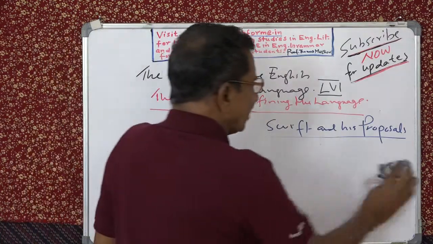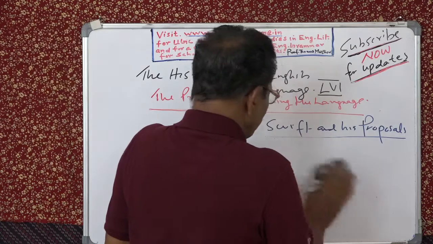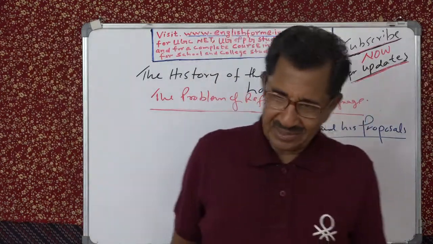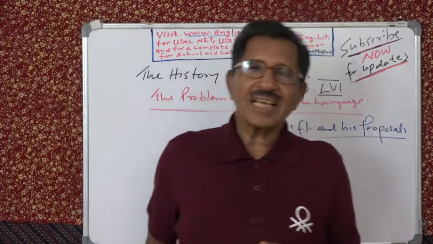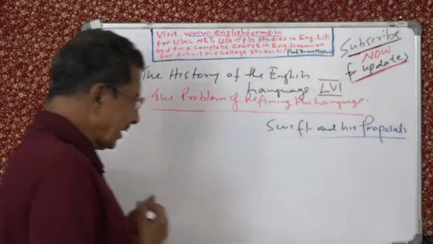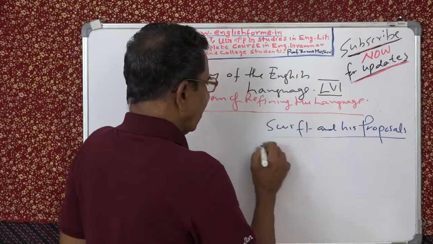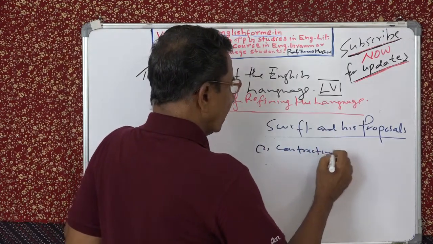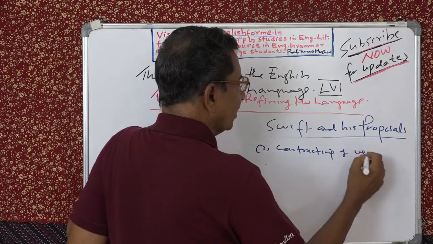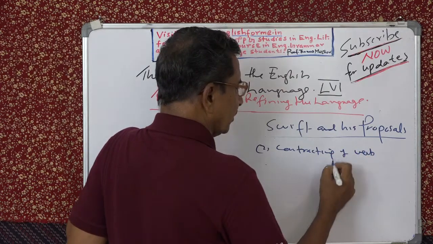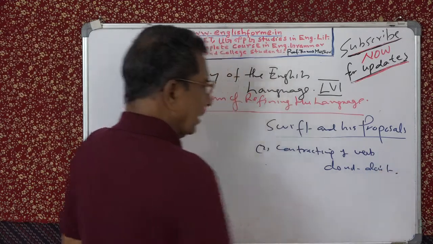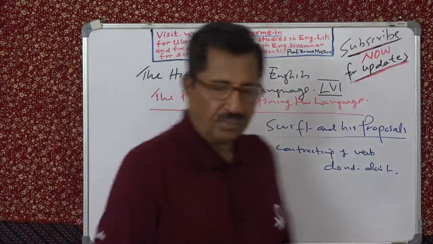Anyhow, Swift and his proposals, his proposal is battle. His battle first is against polysyllables, and then second is about contracting verbs. Against contracting of verbs. See, for example, do not. By contracting, you can write like this, don't. That he did not approve.